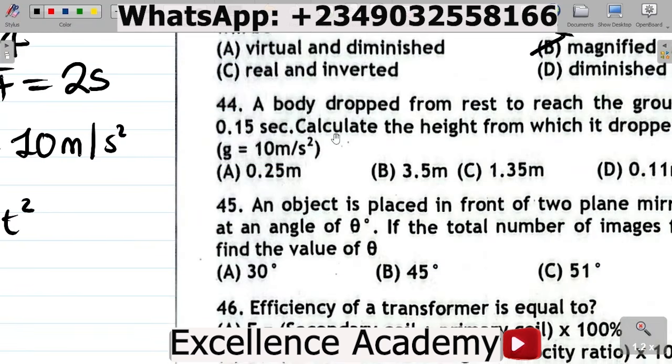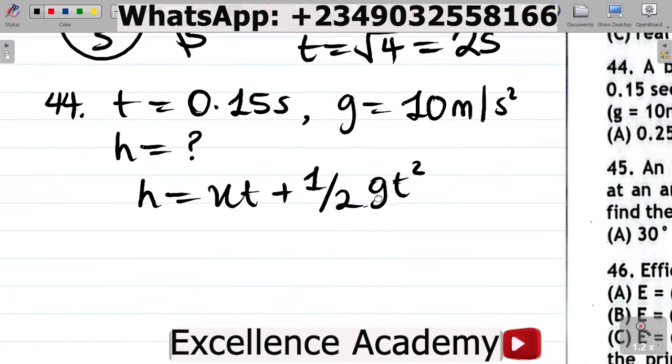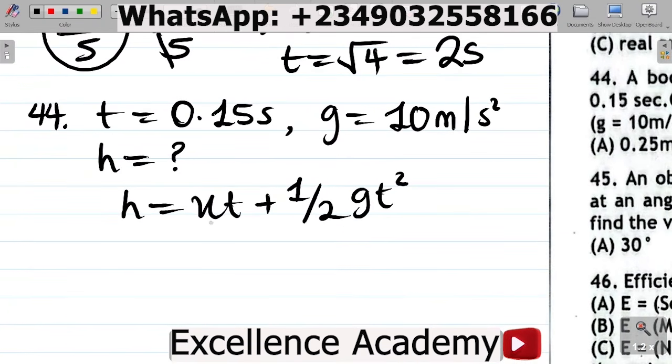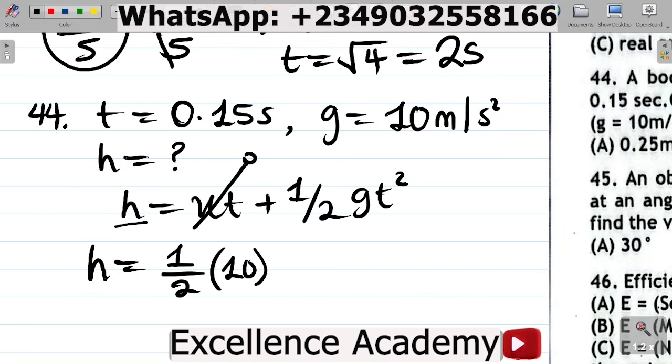Now they said a body dropped from rest. And when a body starts from rest, its initial velocity, u, is equal to 0. Same concept. So this will give you 0. In this case, we have to find height. Height is equal to half, 1 over 2 times g, the value of g is 10, times t squared. t squared is 0.15 all squared.